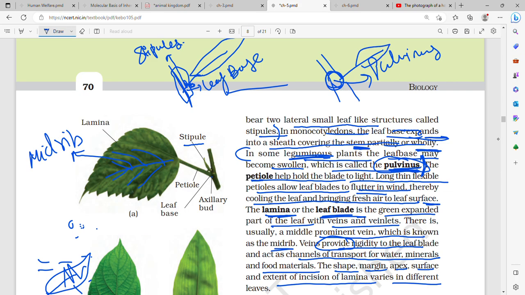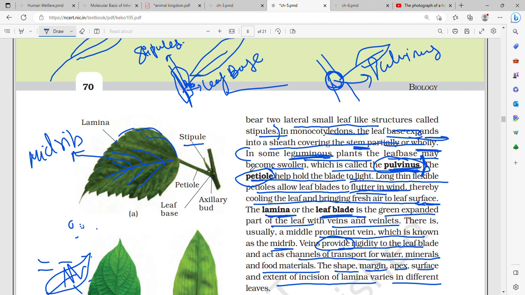Then the petiole helps hold the blade to light. Due to the petiole, the leaf blade or lamina is held to sunlight. Then long, thin, flexible petioles allow the leaf blade to flutter in wind. So if the petiole is very long and thin, then when a good breeze blows, the leaf blades can flutter easily, thereby cooling the leaf and bringing fresh air to the leaf surface.